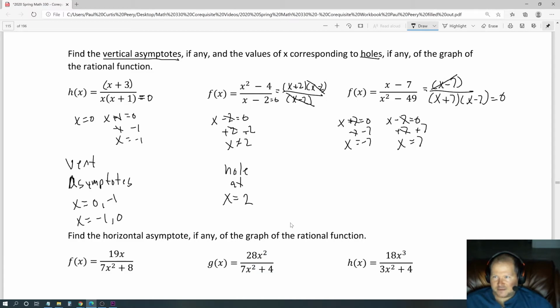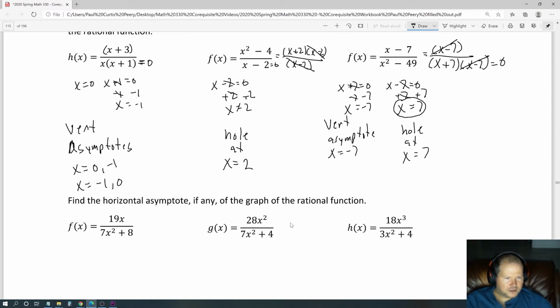Now, here's the difference. The x minus 7's cancel out, right? So the one that canceled out is going to be a hole. So the hole is at x is equal to 7. Now the other one, you're going to have a vertical asymptote at x is equal to negative 7. So we just differentiate. Whenever something cancels out, that turns it into a hole. Whenever it doesn't cancel out in the denominator, that is going to leave you an asymptote.